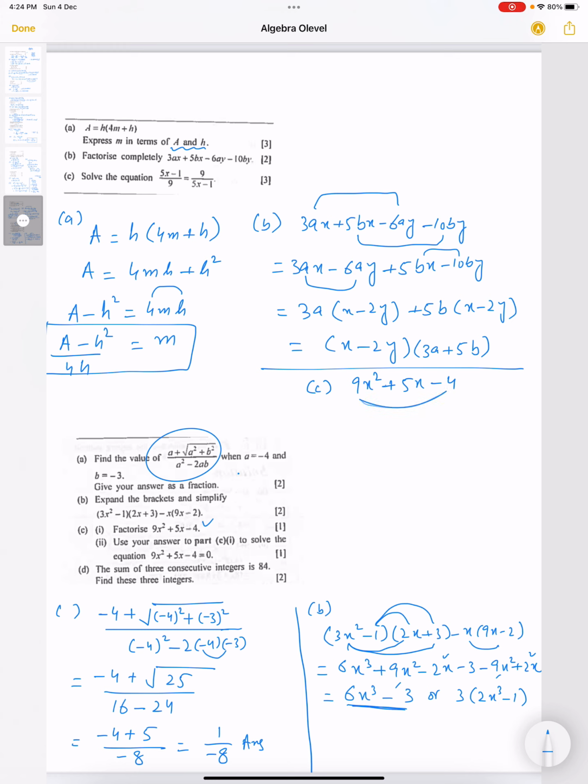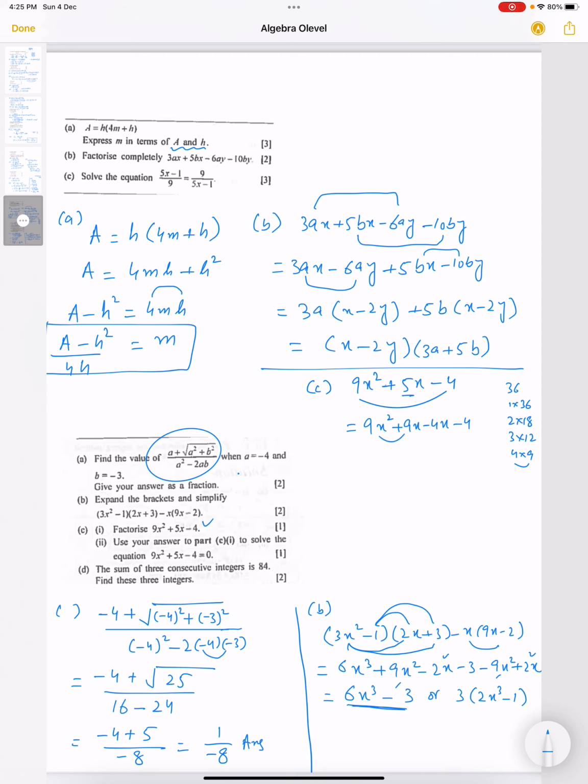9 times 4 is 36. So we have to split 5 in such numbers whose product give us 36. So I have 9x square and the factors of 36. Look, 1 and 36. 2 and 18, because 2 times 18 is 36, 3 times 12 is 36, 4 times 9 is 36. So obviously 4 and 9 are giving us 5, as 9 minus 4 is 5. So plus 9x minus 4x minus 4.